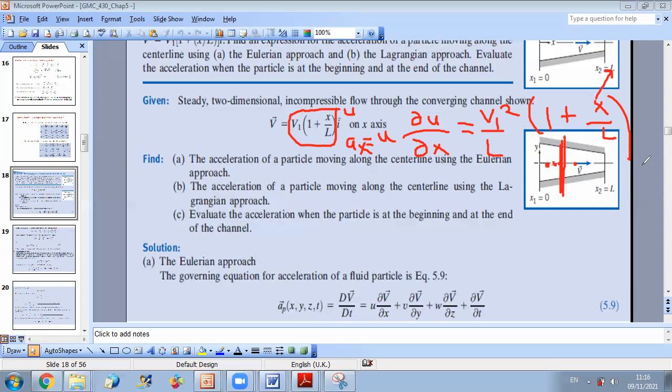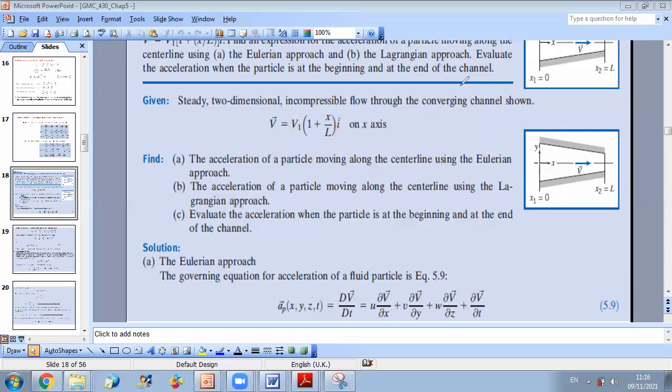Okay. Now, they want me to get the acceleration using another procedure, using the Lagrangian procedure. The Lagrangian procedure consists of what? Consists of following a particle with time, and writing x as a function of time, and then deriving x with respect to time to get velocity, to get the u component, and then deriving the u component to get a. This is the way you are used to doing in dynamics. And we'll verify together that at the end, we'll obtain the same result.